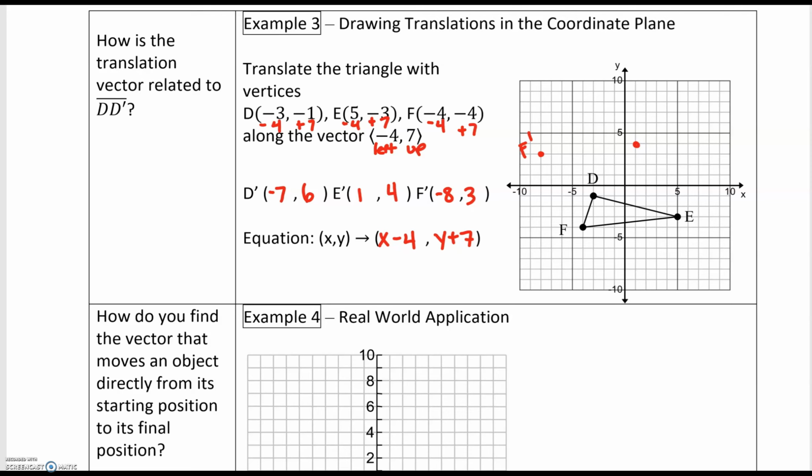And -8, 3, oh, we already got that one. This one was our E prime, and then we need our D, oh, that was our D prime. There we go. And then we need our E. Nope, that was E. Where's D? -7. There we go. -7, 6. So that's our D. This was our E. I was right. Okay, and then we'll connect them. Hopefully you're using a straight edge. I do not have in this application a straight edge, otherwise I would.